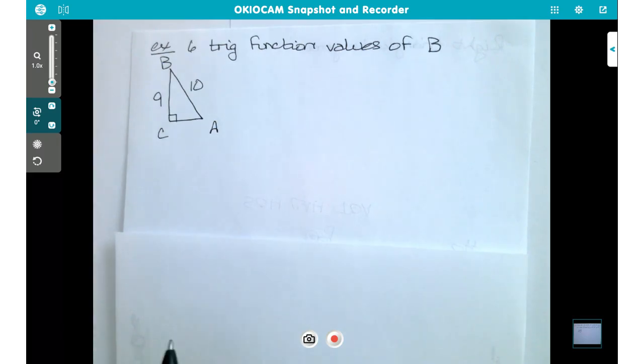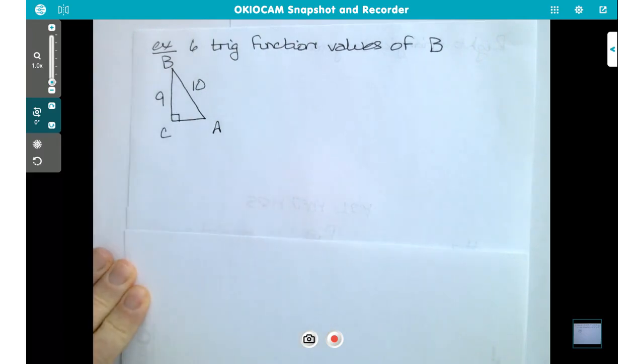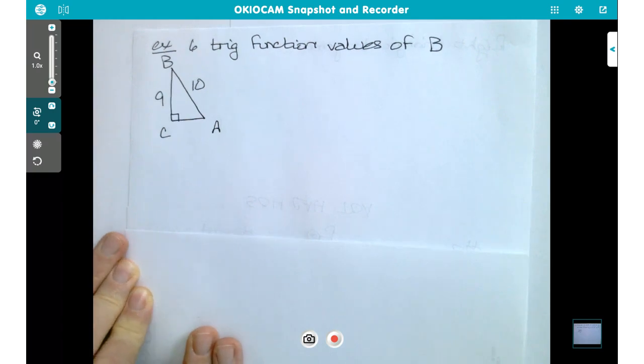Our goal here is to evaluate the 6 trig functions for angle B. If you want to try it on your own, if you have a pretty good handle on this, turn off the video, try the problem, fast forward to the end, and see if you got it. If you're not sure, walk through it with me.